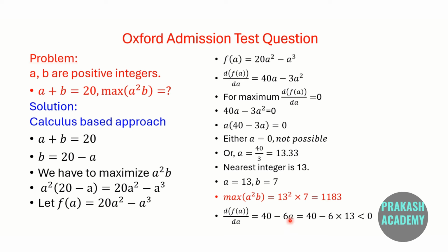Now plug the value of a. So the critical value is 13. So if you plug a equals 13, this is 13 times 6, that is 78. So this is negative. This means when a is equal to 13, we have a maximum value, because the condition is when d2f/da2 is less than 0, then we get the maximum value. So the maximum value is 1183.